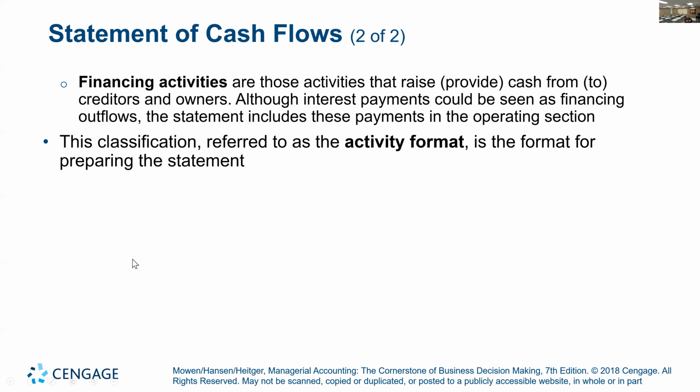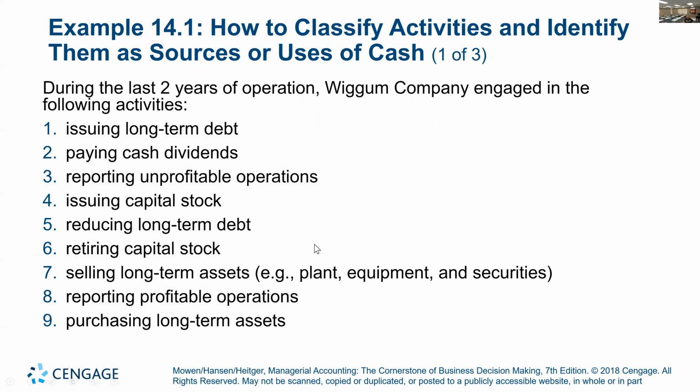Our third section is the financing section. When we think of the financing section, we think of our own stocks and bonds. How are we getting money for financing? Are we issuing stock? Are we buying treasury stock? Are we issuing bonds? Are we retiring bonds? Are we paying dividends? Whenever we make a statement of cash flows, the first thing we need to identify is what kind of activities we have.